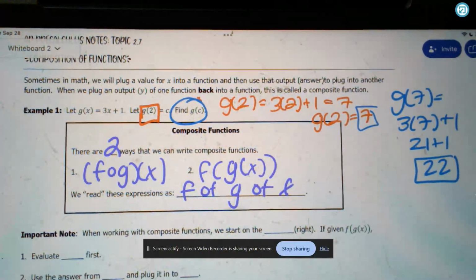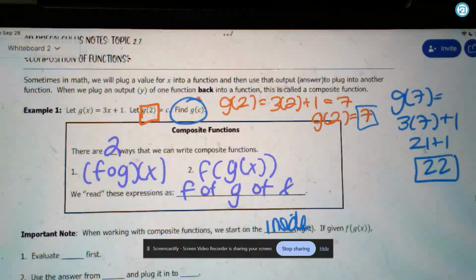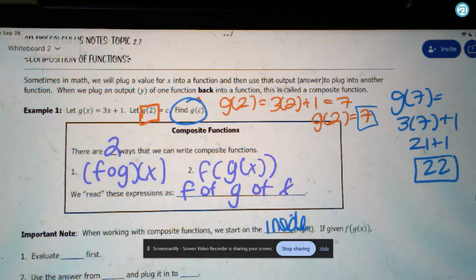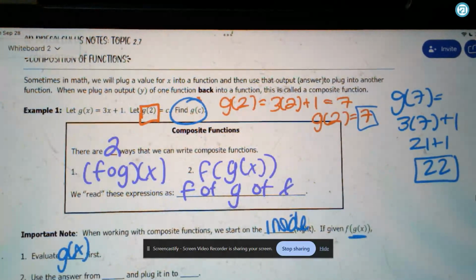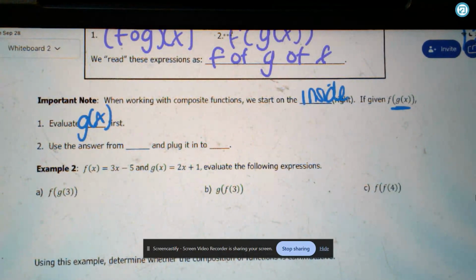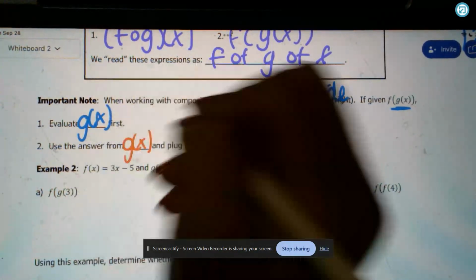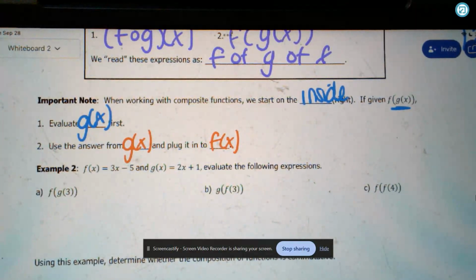All right, so when working with composite functions, we start on the inside, or the right. If we're given f of g of x, we're going to evaluate g of x first. So you start here and we move out from there. Use the answer from g of x and plug that into f of x. Again, we have done this in our warm-up, so all of these steps and things of that nature should not be super confusing to you.